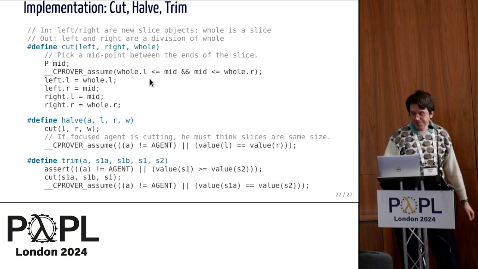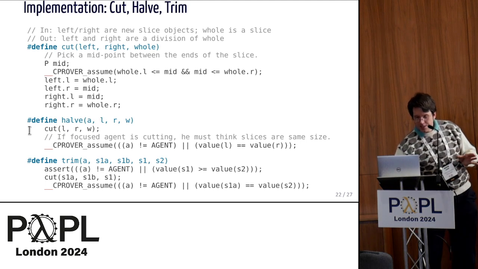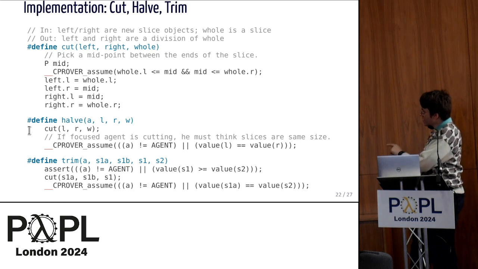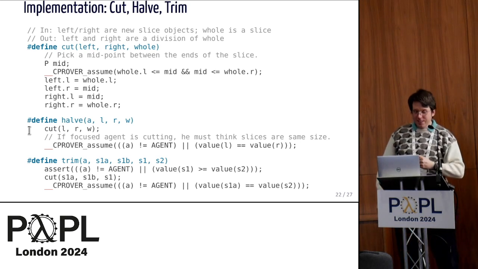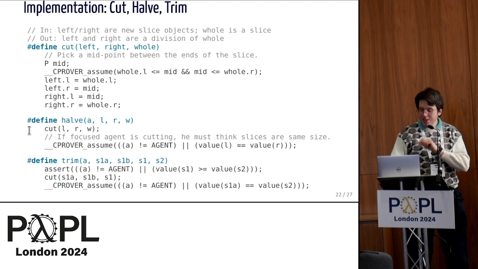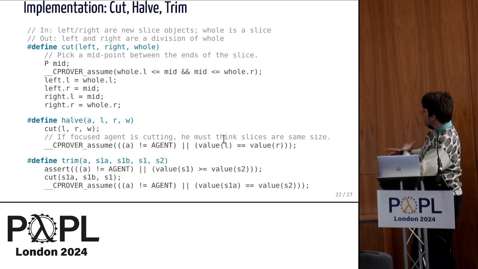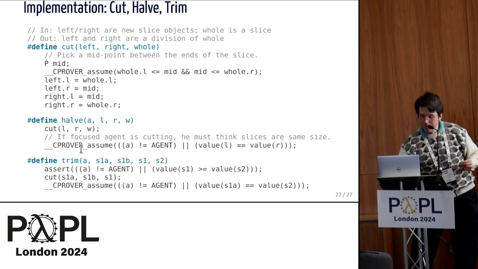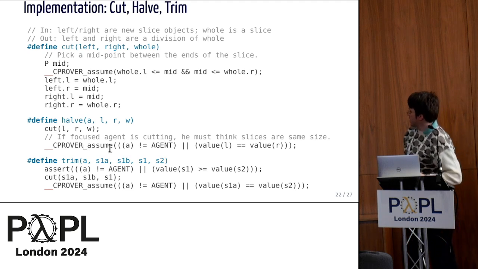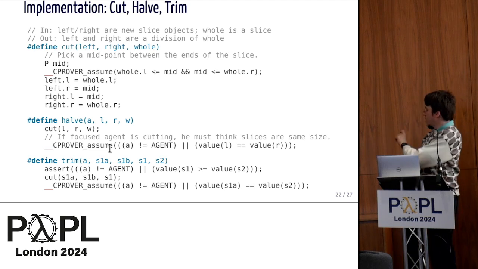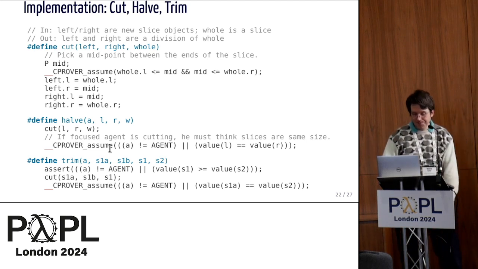If we want to cut the slice in half according to a particular agent, if the agent isn't focused, we can just cut anywhere. But if the agent is focused, we have to make sure that that agent believes that the left and right halves that we cut are the same size. So we're going to use this cProveOrAssume function of the CBMC verifier to restrict our attention only to paths of execution where that is true.